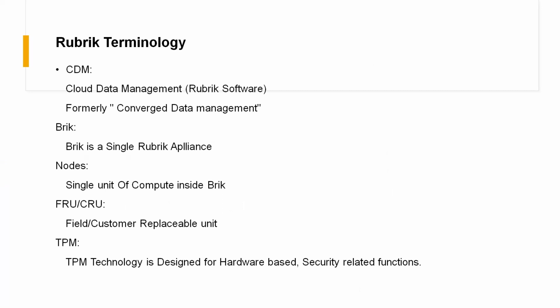CDM is Cloud Data Management, formerly known as Converged Data Management, which is the backbone of Rubrik data protection. Brick is a single Rubrik appliance. Node is a single unit of compute inside a Brick. A combination of nodes forms a Brick.